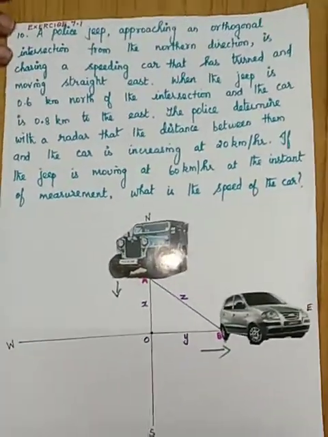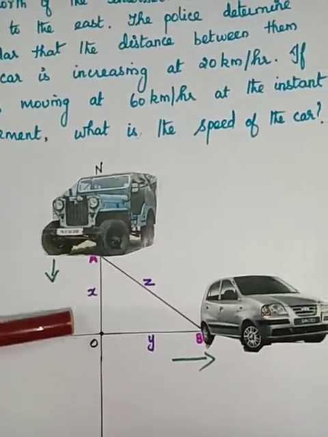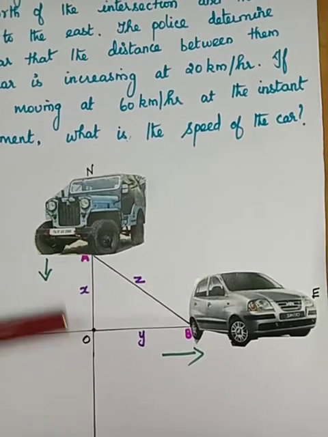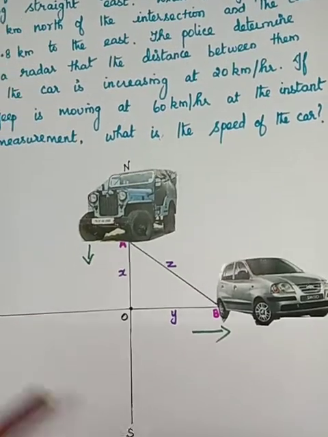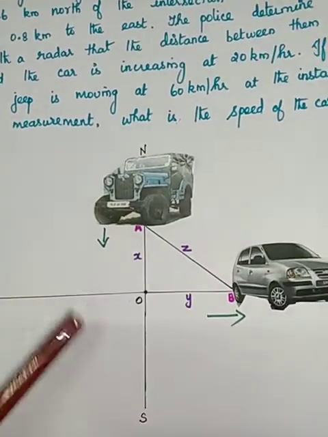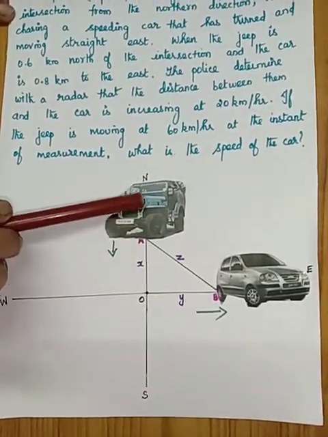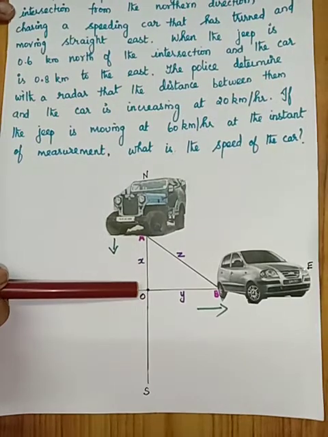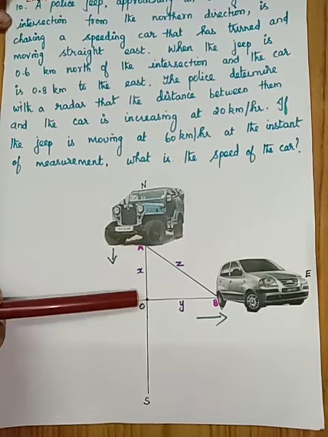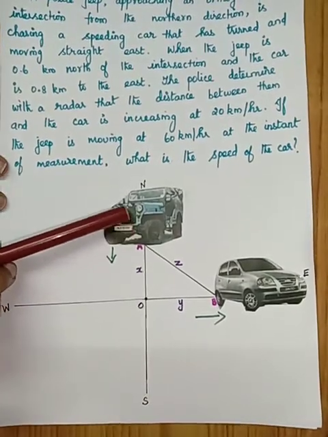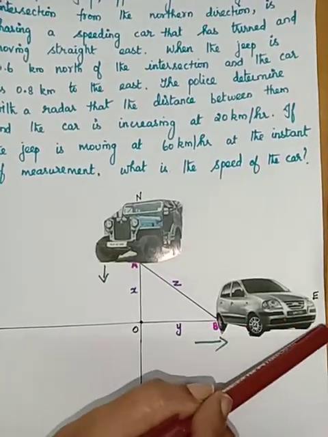You see now, here the two roads are intersecting at the point O. They are perpendicular, and see the directions: this is north, here it is south, west, east. So in your problem, from the northern direction, the police jeep is approaching the orthogonal intersection. So O is the intersection point. At the same time, this police jeep is chasing a car which has turned and is moving straight east.